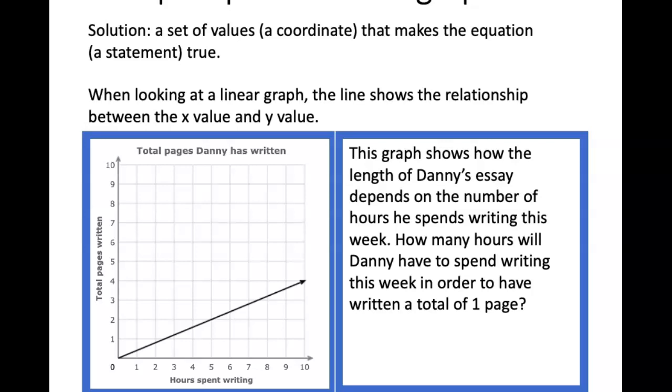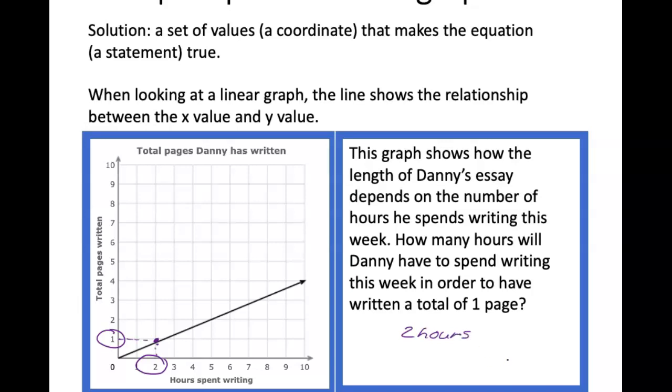How many hours will Danny have to spend writing this week in order to have written a total of 1 page? So I'm going to look here at my graph. A total of 1 page written is my y, and I'm looking and it says 1. So I know that he wants to write 1 page. I'm going to take that 1 and follow it over until I meet the line, which is right here. So how many hours is that? Well, I'm going to follow it back to my hours. Remember, my x is hours. So that means he would have to have written for 2 hours.